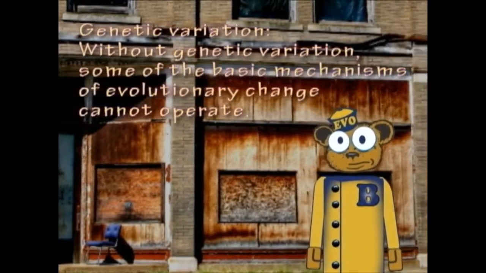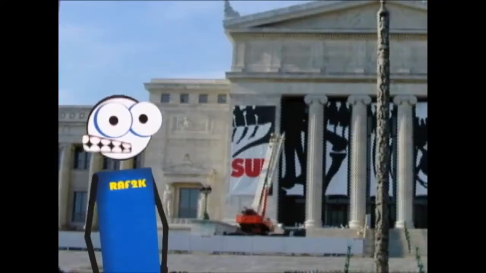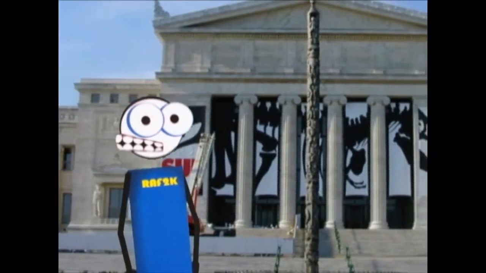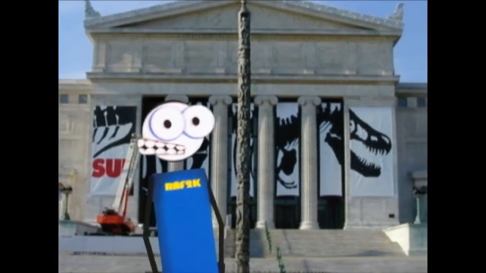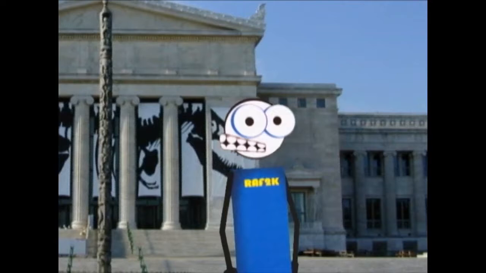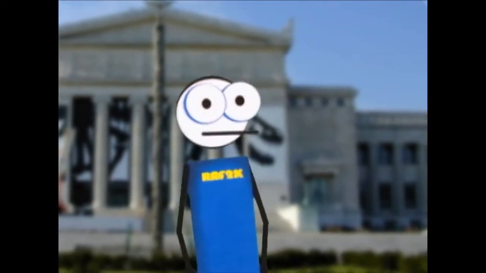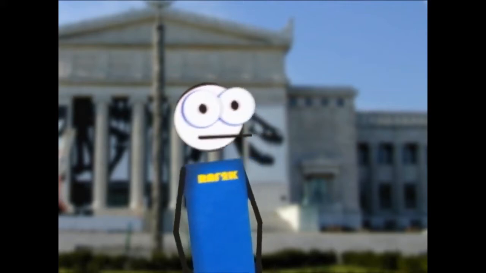Without genetic variation, some of the basic mechanisms of evolutionary change cannot operate. Some. Did you get that? So in a world of clones, other mechanisms of evolutionary change apparently could operate. I swear they didn't proofread this stuff. To me, they've basically said, without ingredients, some entrees could not be prepared. I am not eating at their restaurant.